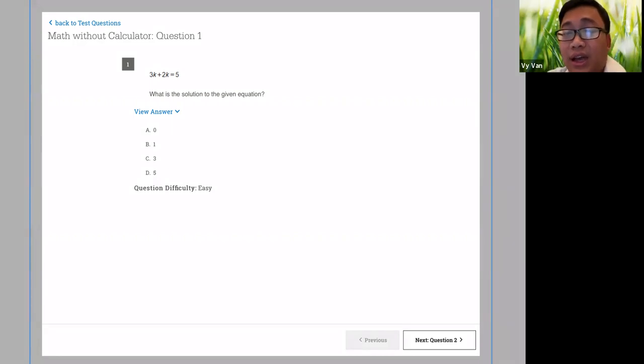So here, the question difficulty is easy. 3K plus 2K is 5. What is the solution? If you have taken pre-algebra, you see that K is 1 immediately. But for those of you who struggle with this, the way to solve is you combine like terms first. So 3K plus 2K is 5K equals 5. And then you divide by 5 on both sides, and K is equal to 1.